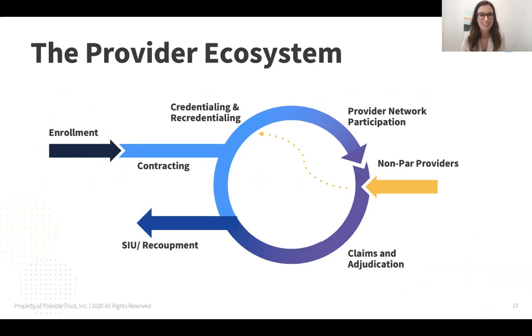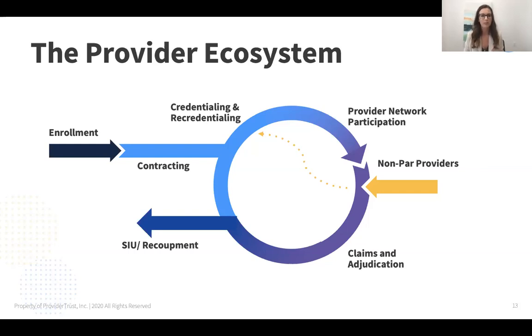Let's talk about the provider ecosystem. So as we think about providers in relation to claims leakage, we're really asking the question: was that provider eligible to receive payment for XYZ claim? So I like to think about this visual to really compare why we have such different data for these different populations. As you know, for your participating providers, answering the question of whether this provider is eligible is fairly straightforward, even if it might require a lot of work depending on your tools and processes.